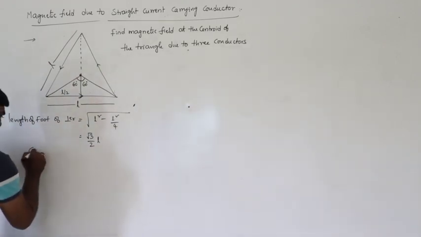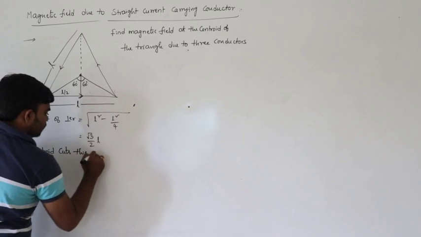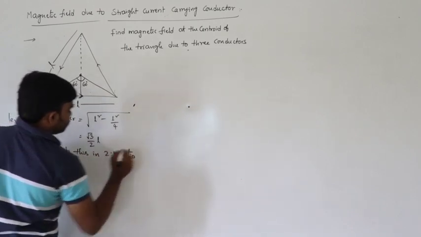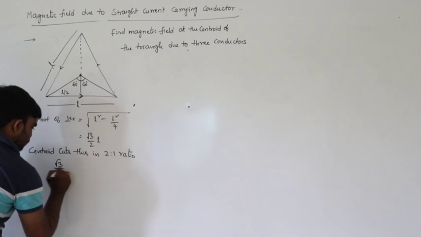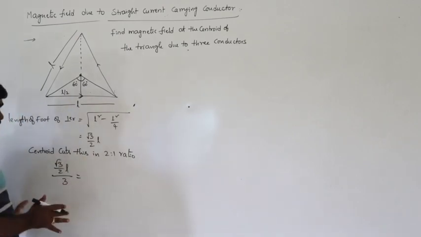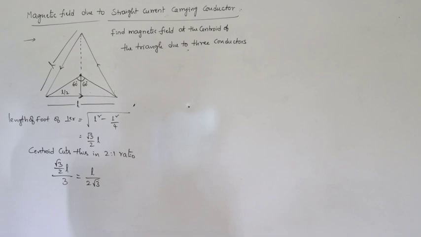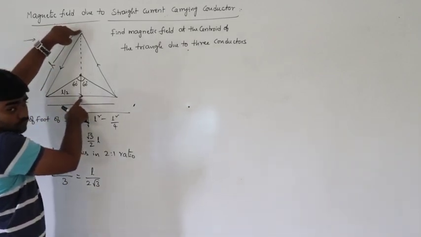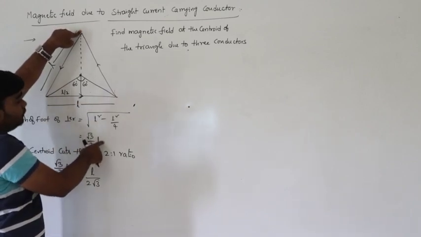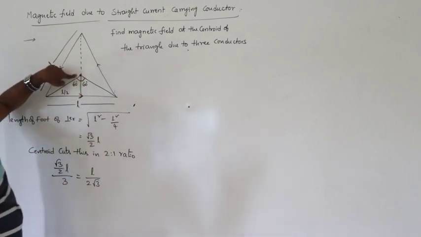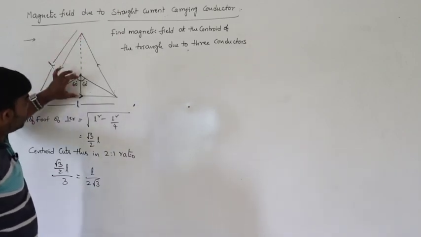But the centroid cuts this foot of the perpendicular into a 2:1 ratio. So this is 2 parts and this is 1 part. Here the total length of the foot of the perpendicular of the triangle is root 3 by 2 L.